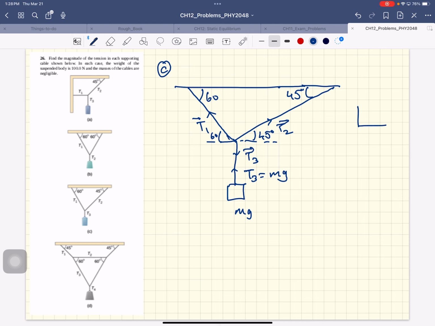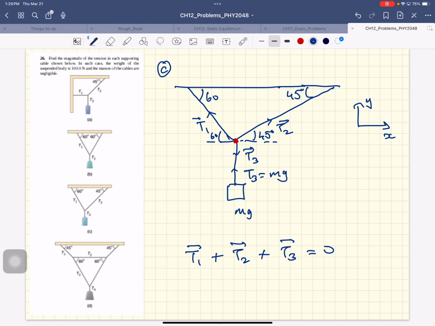All right, and this should always be in the background. You should draw your x and y axes. So there is the knot, and the 3 forces on the knot are T1, T2, and T3. And what is it that you want? You don't want the knot to move.